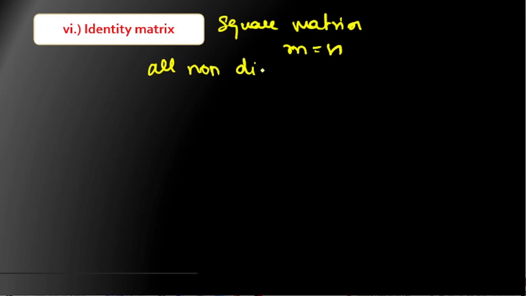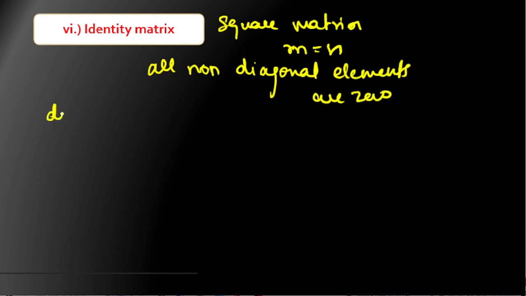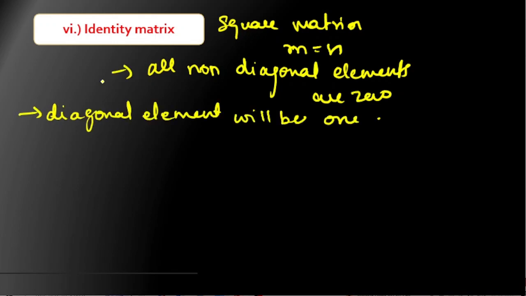Now coming to the identity matrix. The identity matrix is also a square matrix, where m is equal to n, that condition only. But in the identity matrix, all non-diagonal elements are 0, and the diagonal elements will be 1. So all the diagonal elements will be 1 only. You can see the example here.